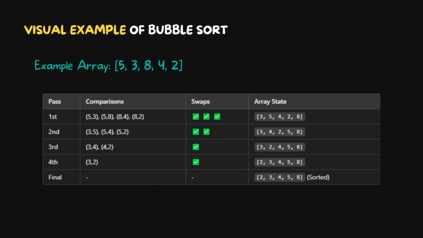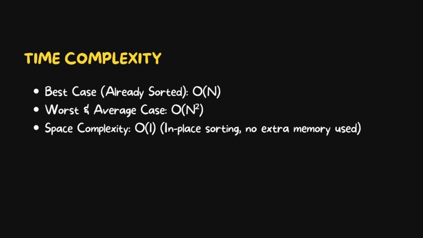With each pass, the largest unsorted element moved to its correct position. Now, let's analyze the time complexity. Best case, already sorted, will be order of n. Worst and average case will be order of n square. Space complexity will be order of 1 if no extra memory is used.